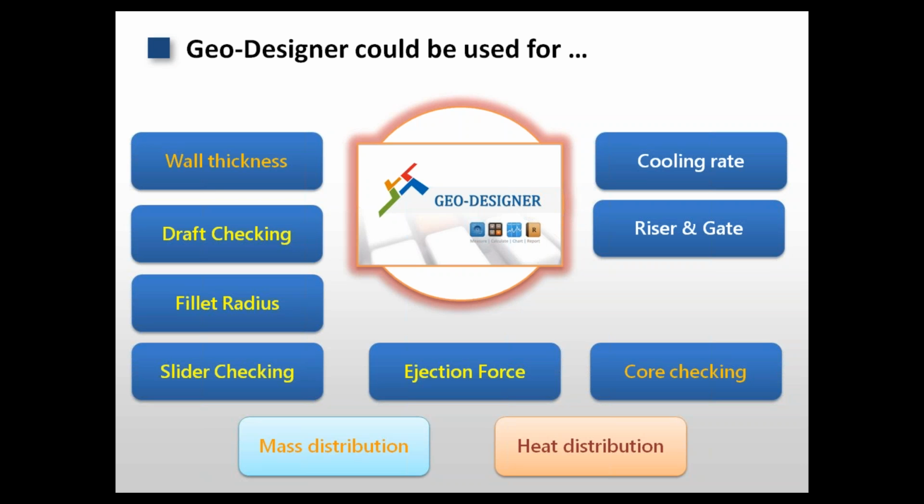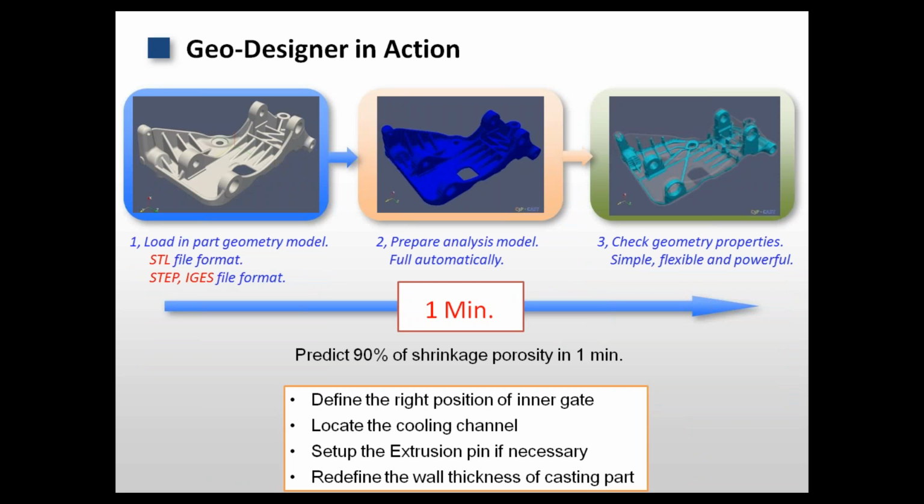Okay, now let's take a look at Geo-Designer in action. We could do the Geo-Designer analysis in 3 steps in just 1 minute. The first step is to load the STEP file, the IGS file, or the STL file. And the second one is to automatically mesh the model. This is finished in a very short time.